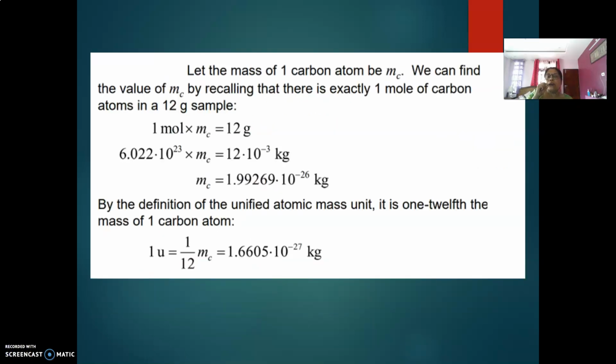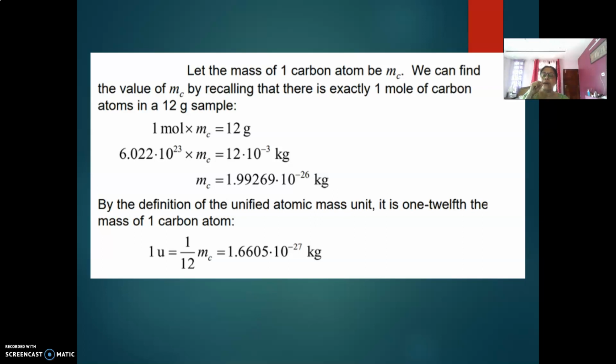So the answer: the atomic mass is the mass of 1 mole of carbon atoms, and 1 mole of carbon atoms exactly contains the Avogadro's number. So if the mass of one carbon atom is mc, we have to multiply the Avogadro number with mc to get the mass of all the atoms present in 12 gram of carbon. Now 12 gram of carbon will exactly have the value equal to the product of Avogadro number and mc, and that, changing the unit from gram to kilogram, will give us the mass of one carbon atom, that is mc.